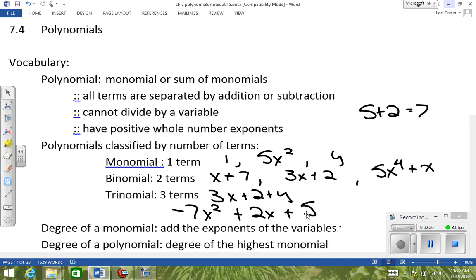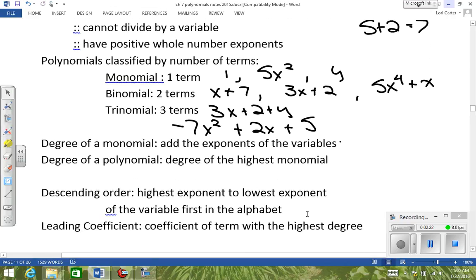So when you're doing this, Keegan, you don't get to say everything. You just tell me monomial, binomial, trinomial. What's monomial? It has 1 term. Binomial? They're separated by addition and subtraction. So here, x is a term, 7's a term, 3x is a term, 2 is a term.